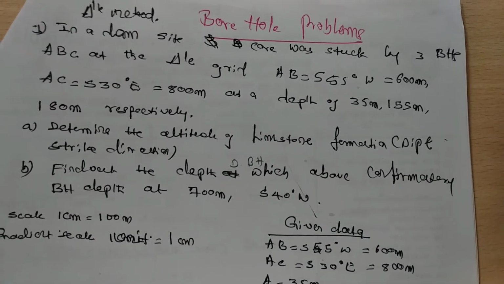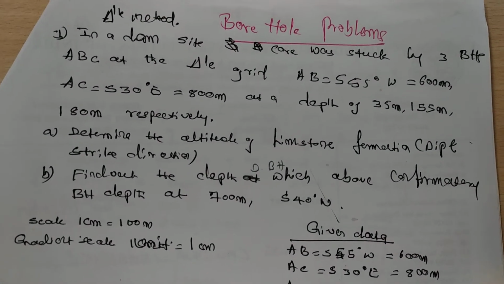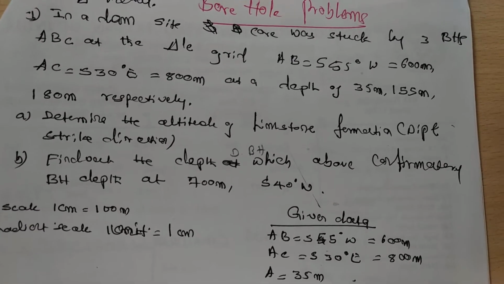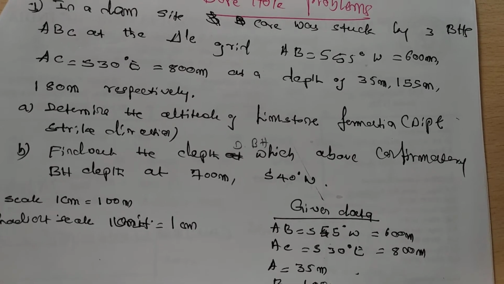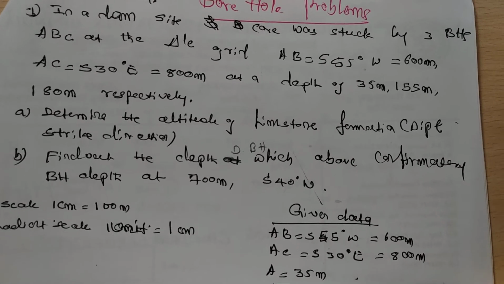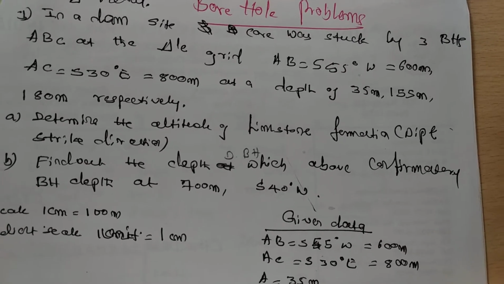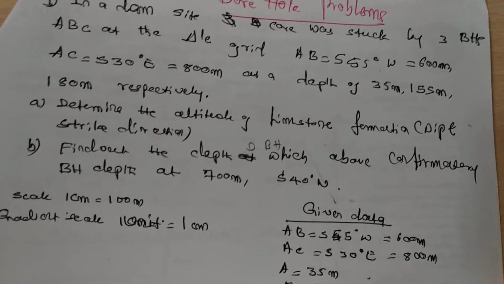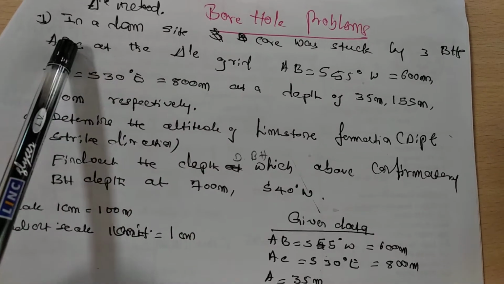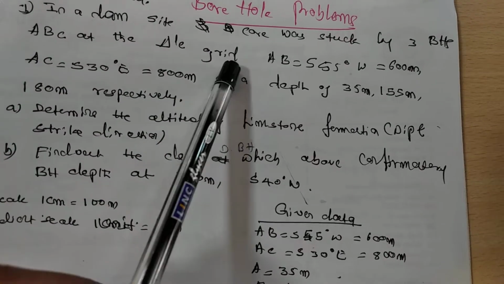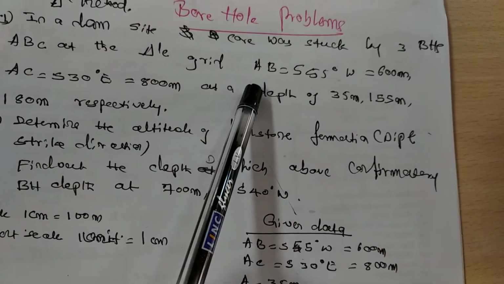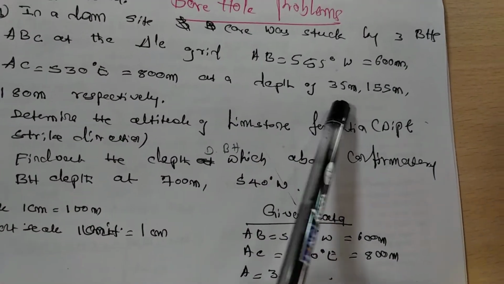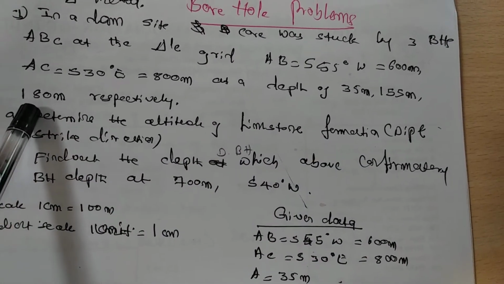Core was struck by 3 boreholes, A, B, C. These are the 3 boreholes in a triangular grid pattern, and AB is south 55 degree west, equal to 600 meters, and AC is south 30 degree east, equal to 800 meters, at depths of 35 meters, 155 meters, and 180 meters respectively. So A borehole is 35 meters, B borehole is 155, and C borehole is 180 meters.